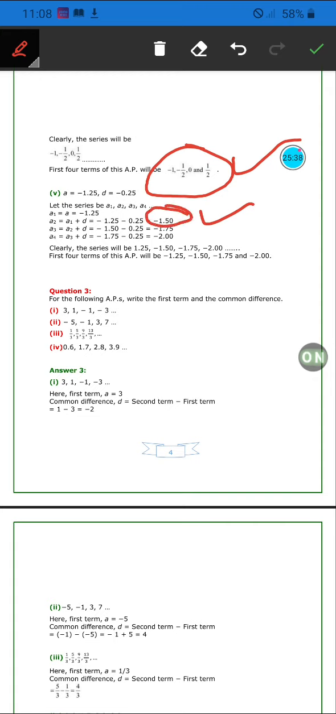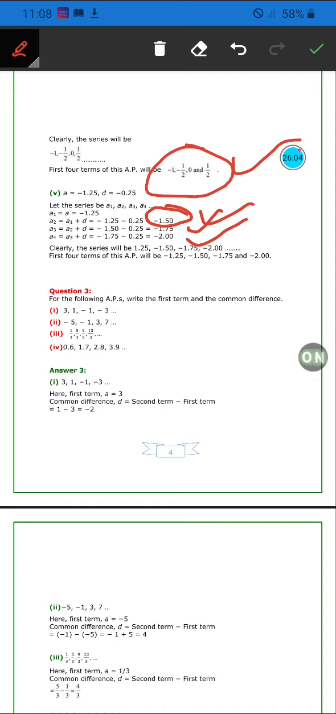1.50. How do we get A3? A2 plus D. What is A2? A2 is minus 1.50. What is D? Minus 0.25. So minus 1.50 minus 0.25, what does it become? Minus 1.75. So again A4 is minus 2.00, which is equal to minus 2 also.